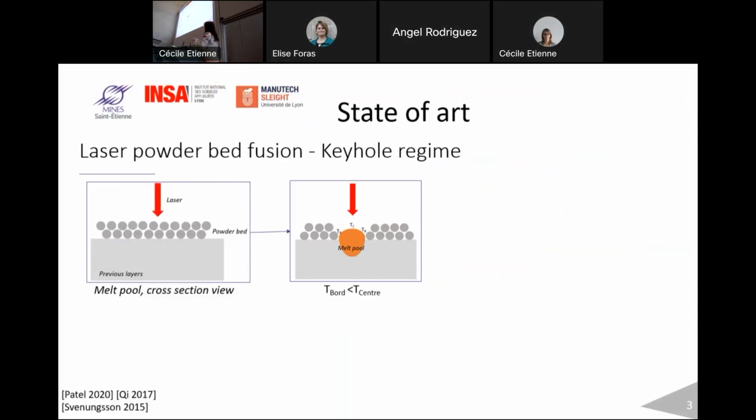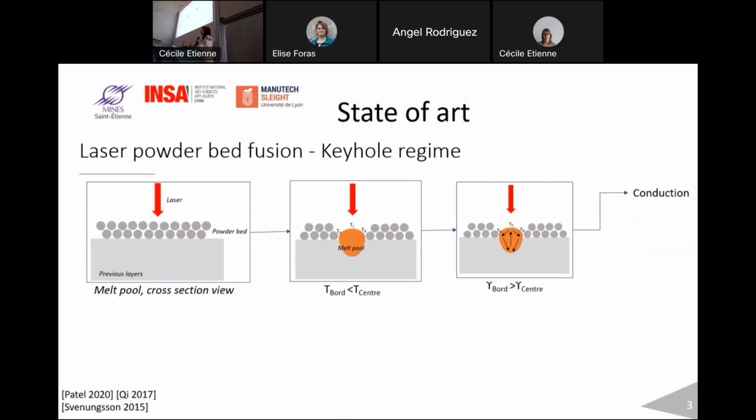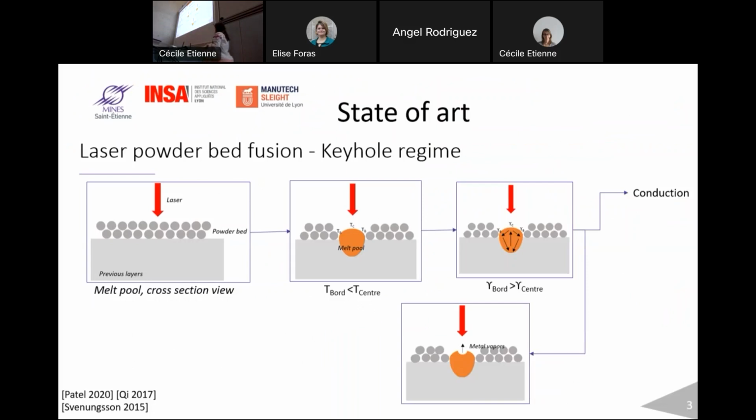Because the temperature is hotter near the laser beam than on the boundary of the melt pool, you create a temperature gradient, and it creates a surface tension gradient. This creates convection inside the melt pool, which is Marangoni convection. In this case, we are in the conduction mode, which is a stable way to process. But I work with the keyhole regime.